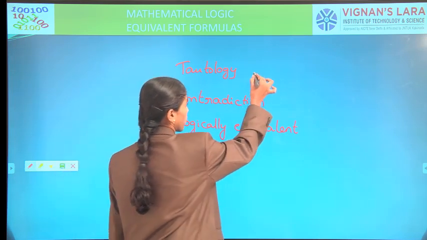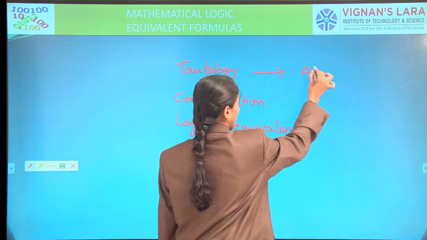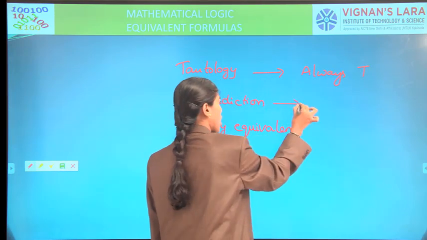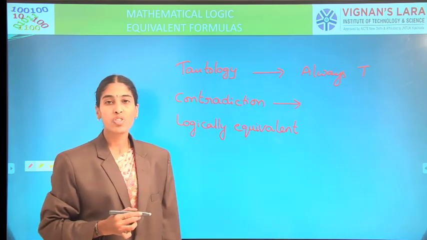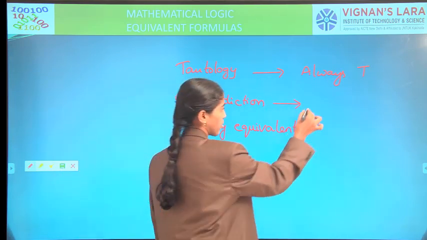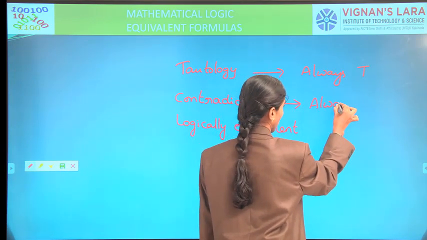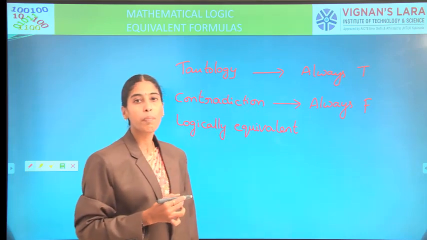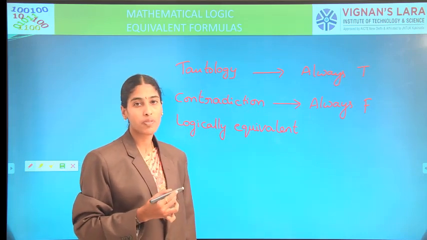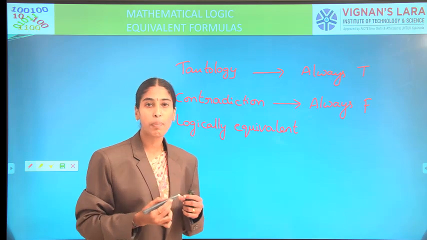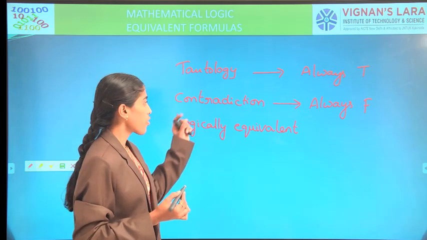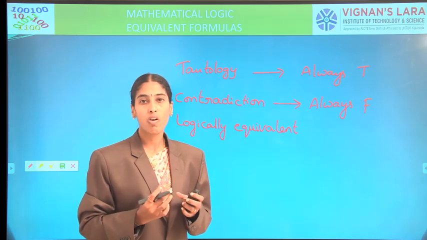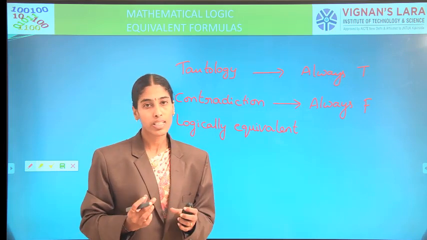Contradiction means if the given proposition is always false for all possible combinations of truth values of the given proposition, then we say that the proposition is a contradiction. If it is sometimes true and sometimes false, then we call the proposition a contingency.